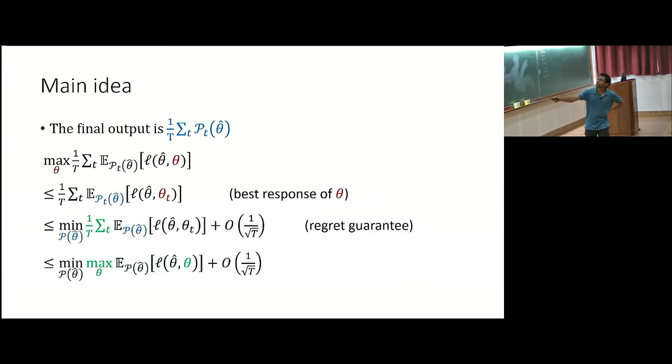So what this says is that the worst case risk of the estimator that I have here, this average, is less than or equal to the minimum risk achievable by any of the estimators here. And this basically is a two-step argument which uses both the best response of one player and the regret guarantee that the other player has against the best response.